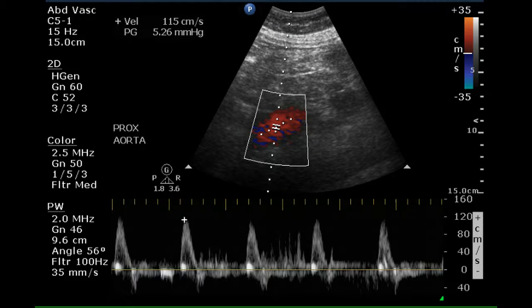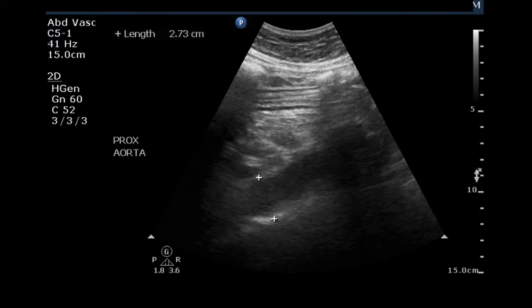This is an ultrasound examination of the abdominal aorta to rule out abdominal aortic aneurysm. In this first image, the proximal aorta has been measured and is 2.7 centimeters in an AP dimension. This is within the normal range.